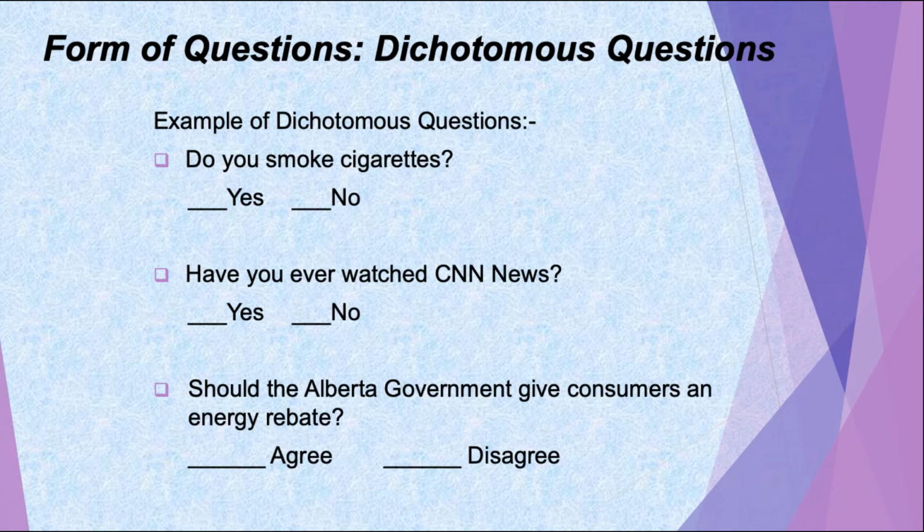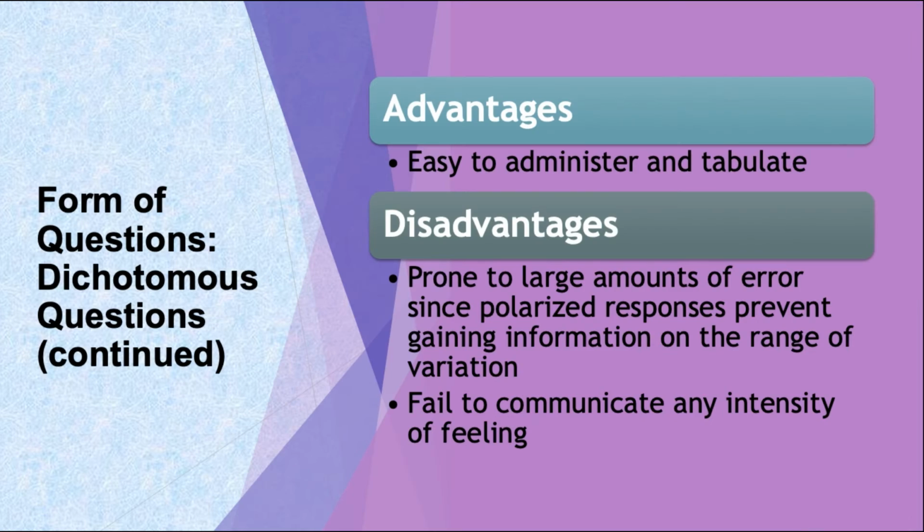Another one is the dichotomous question. We also call it a dummy variable, where it has only two values: yes or no, 1 or 0. Do you smoke cigarettes? Yes or no. Have you ever watched CNN news? Yes or no. Should the Alberta government give consumers an energy rebate? Agree or disagree? The advantage is that it is easy to administer and tabulate because there are only two numbers.